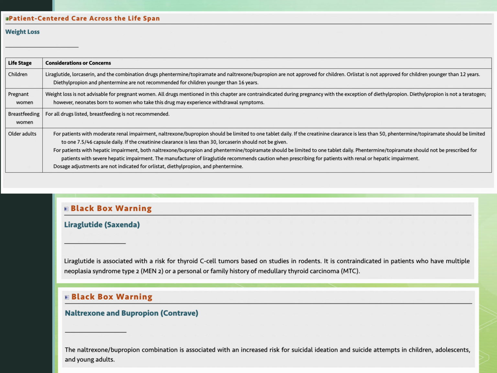Do take some time to look at the black box warnings, and also spend a little bit of time looking into the combination drugs. Again, they are not as popular now as the GLP-1s because we're seeing more weight loss with those drugs. But something to just bring up here, Contrave, it was something that was very popular for a while, and that's a combination of naltrexone and bupropion. And this combination was associated and still associated with an increased risk for suicidal ideation and suicide attempts in children, adolescents, and young adults.